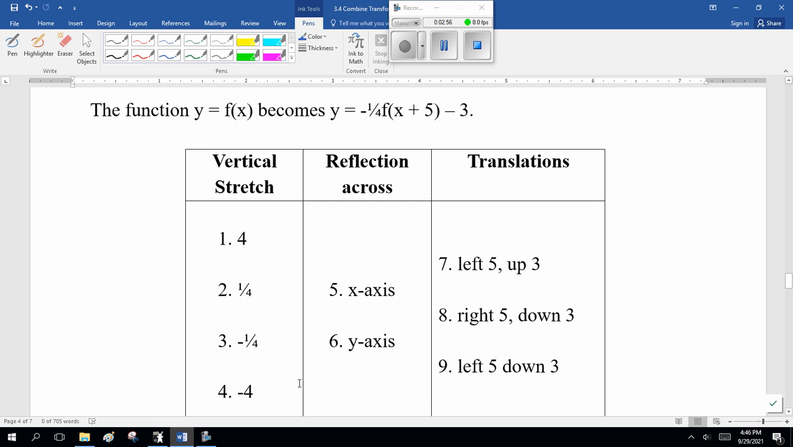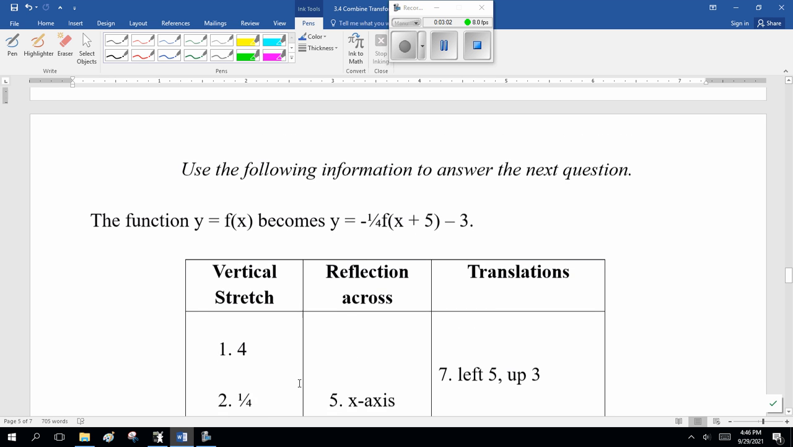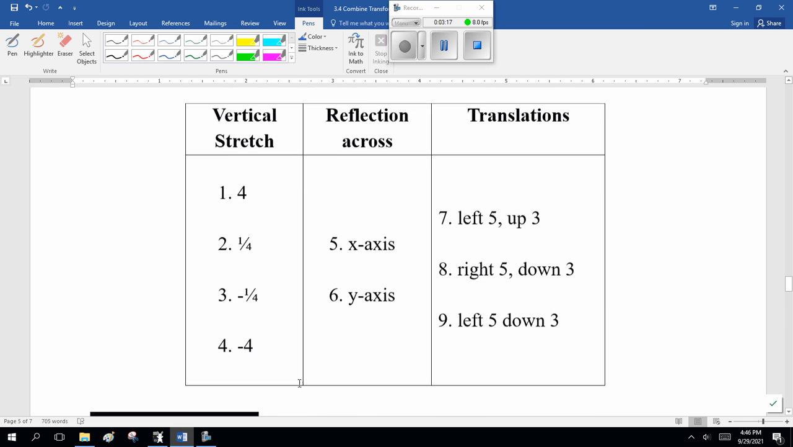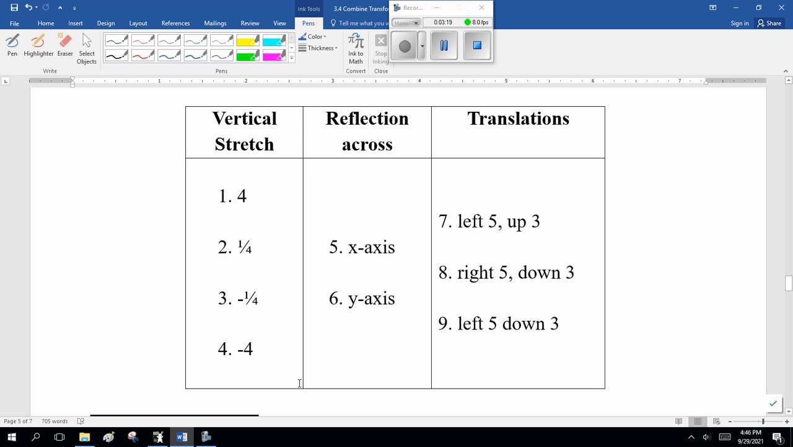Now, speaking of wording and confusion, the next numerical response question. Use the following information to answer the next question. The function y equals f of x becomes y equals minus 1/4 f of (x plus 5) minus 3. So, vertical stretch 4 or 1/4, minus 1/4 or minus 4, reflection across x or y axis, and translations left or right.